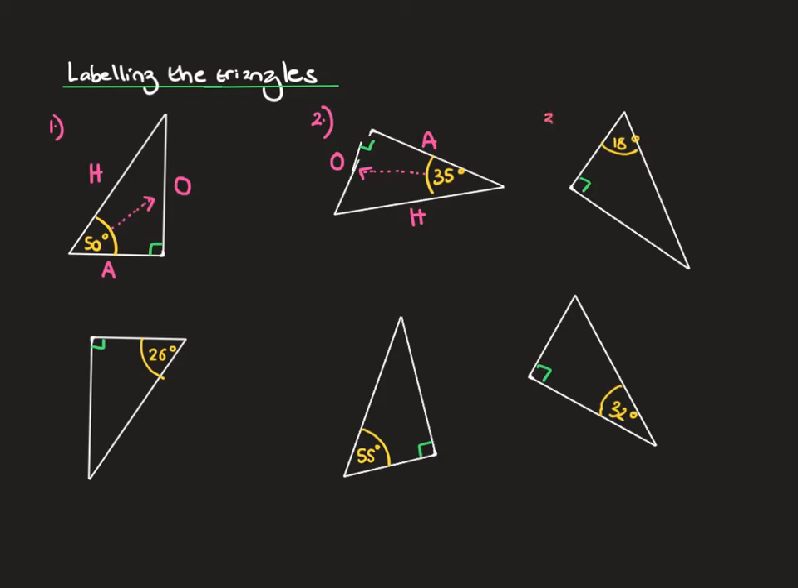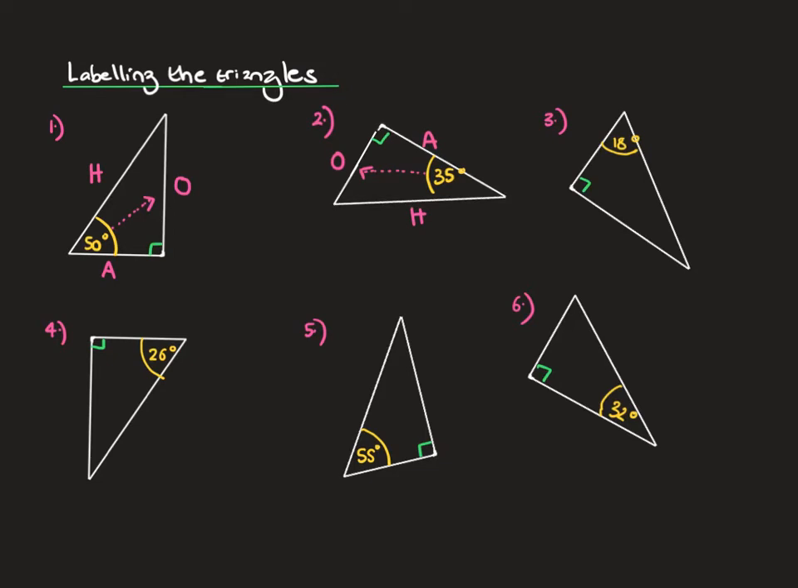You're now going to try the rest of these questions yourself. In each case, sketch the triangle, add in the right angle and the yellow labelled angle, and then label the hypotenuse, the opposite and the adjacent carefully. So pause the video, have a go at these, and then check in to see if your answers are correct.